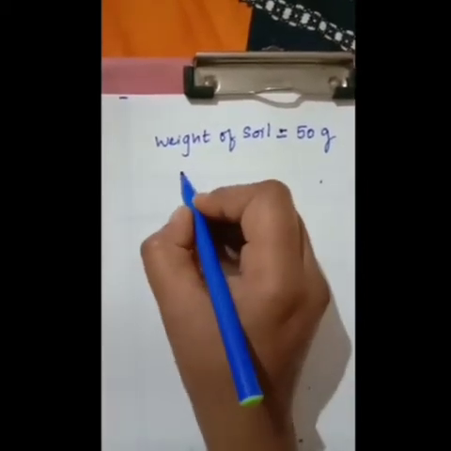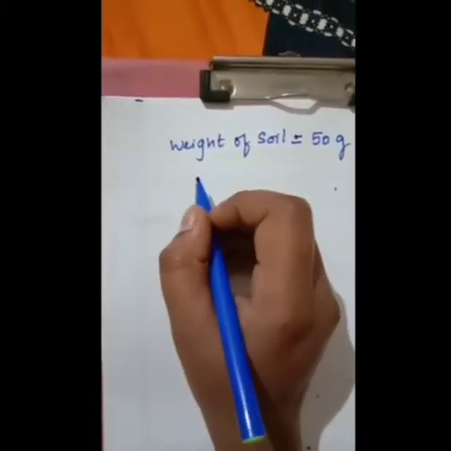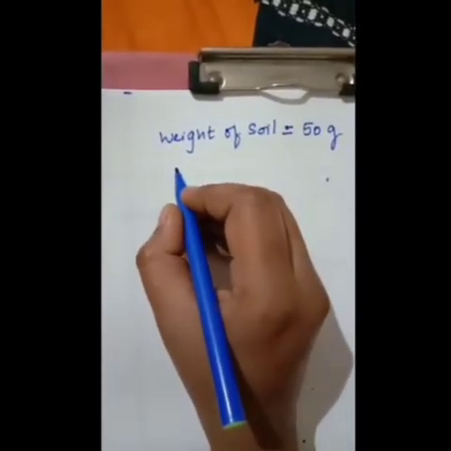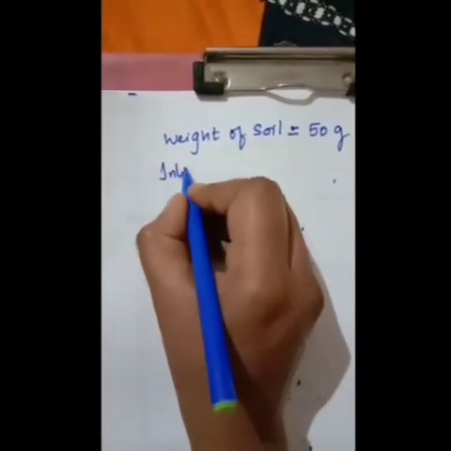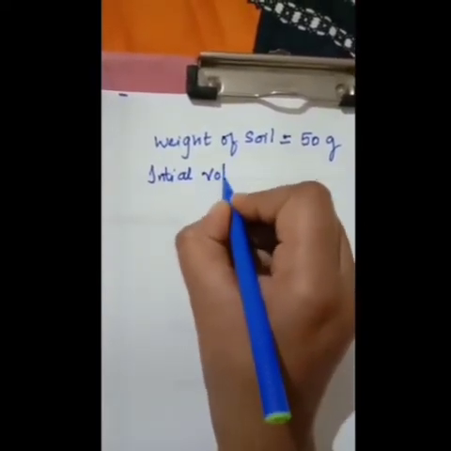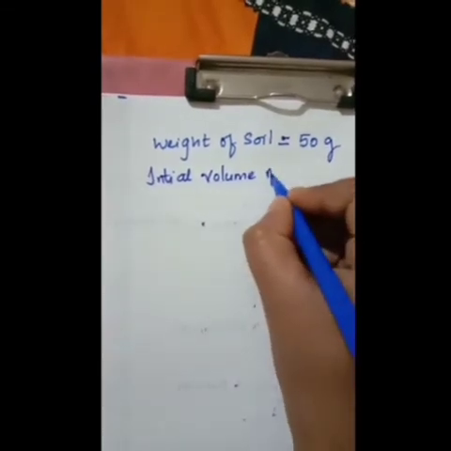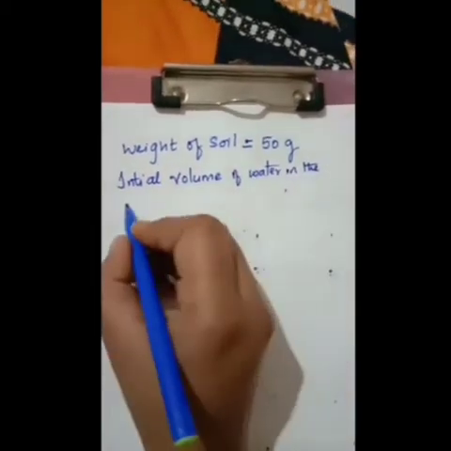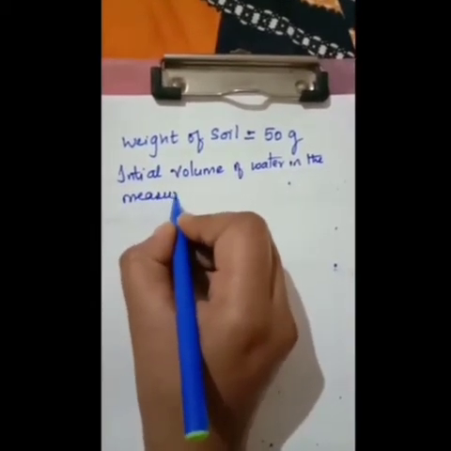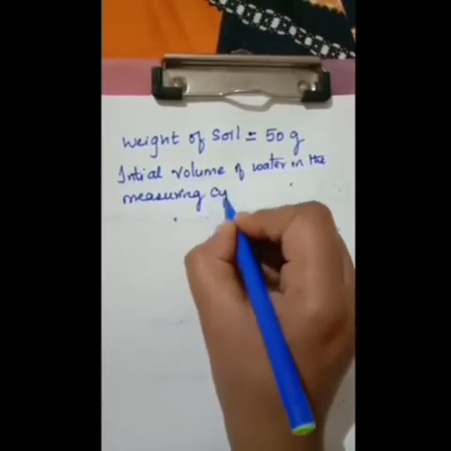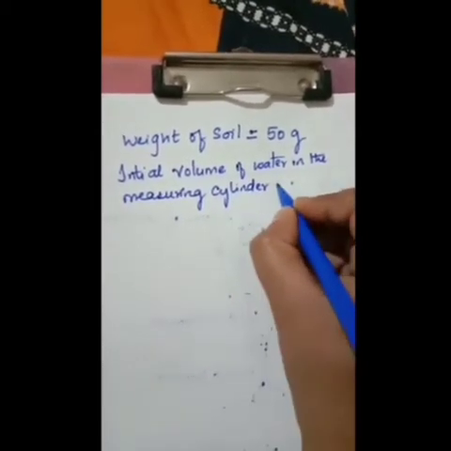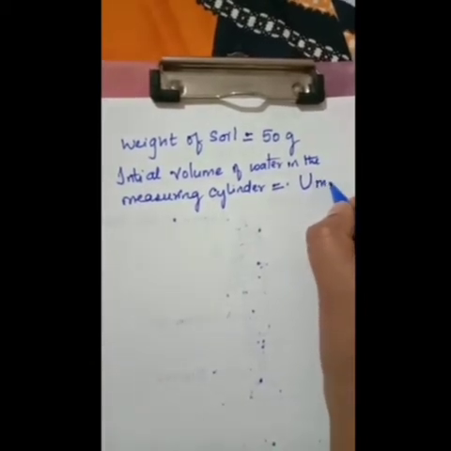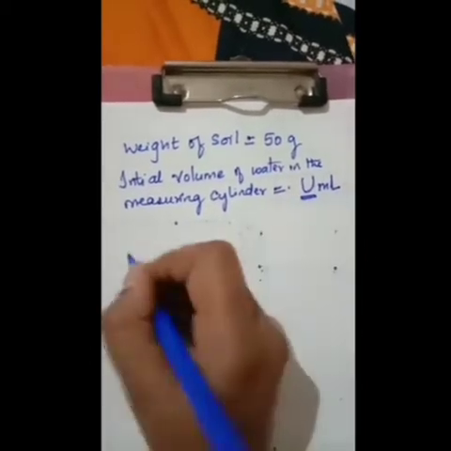Okay, so initial volume of water in the measuring cylinder. The water we take in the cylinder before pouring it in the soil or funnel, that is the initial volume. So what do we call it? Initial volume of water in the measuring cylinder. Okay, so that we call it as U ml. So this is the initial denotation.